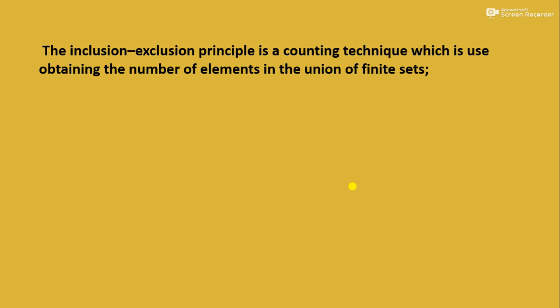The inclusion exclusion principle is the counting technique which is used to obtain the number of elements in the union of finite sets.